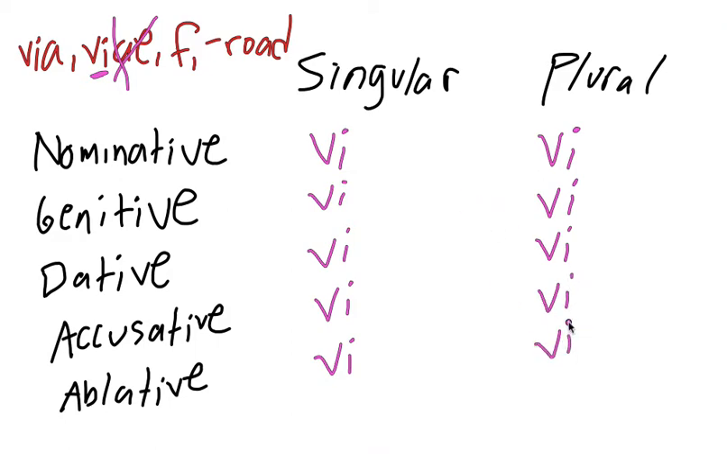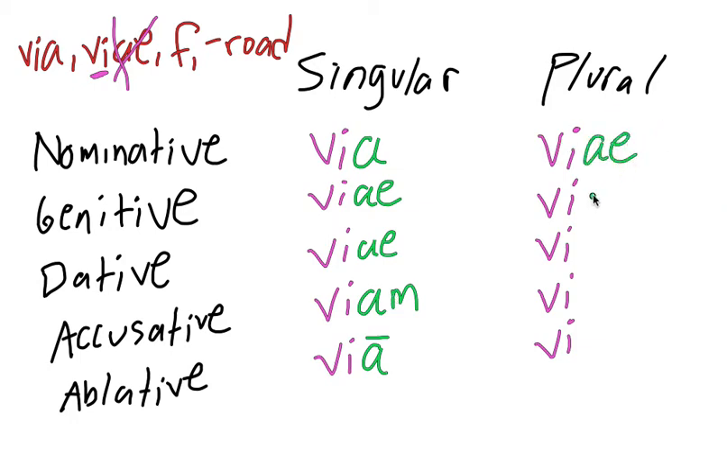I'm going to write the base through the whole chart. Now I am going to take the base plus the endings, which gives me via, and then genitive viae, then viae for dative, viam for accusative, and via for ablative. Then in the plural, viae for nominative, viarum for genitive, viis for dative, vias for accusative, and viis for ablative.